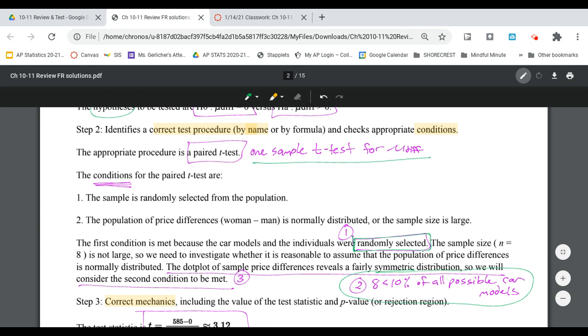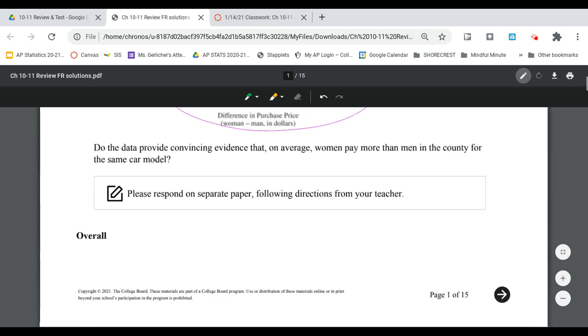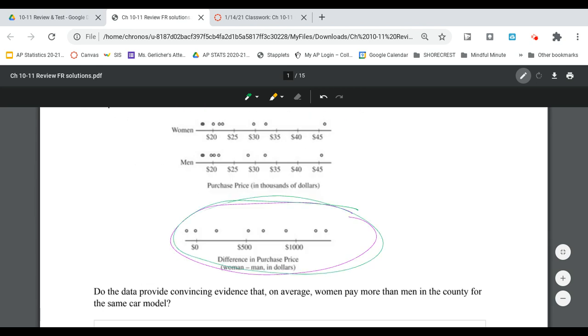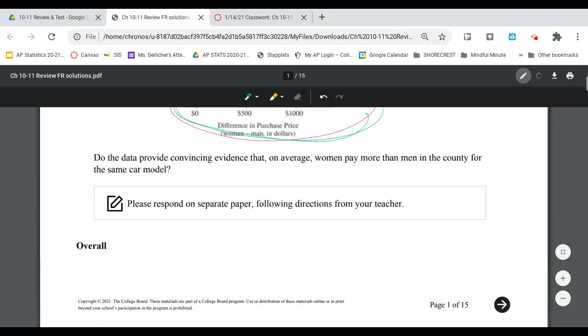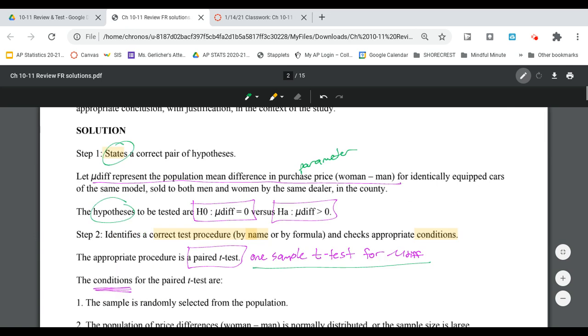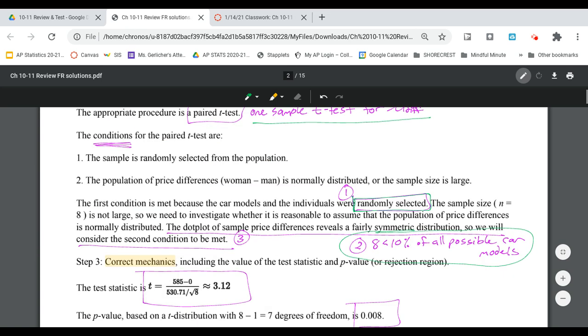So we have to look at the graph of the sample, and that's this guy right here. And it looks like it is not strongly skewed, and I don't see any outliers. So we're okay. They said dot plot reveals a fairly symmetric distribution. So we will consider the third condition to be met. We say no strong skew and no outliers. We try to be more specific about that.